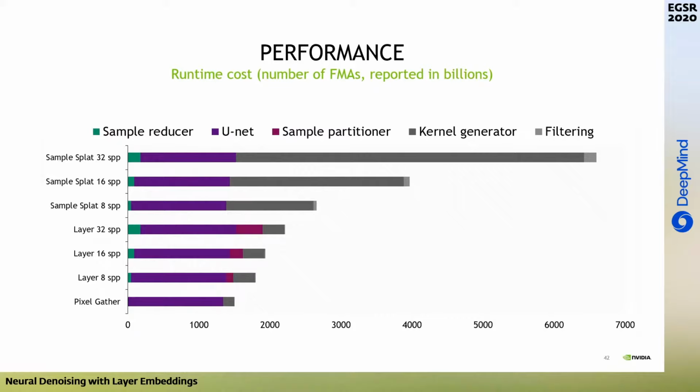In terms of runtime performance, here I show the cost in number of fused multiply-adds for a full HD frame, reported in billions. At the bottom, we see the pixel gather network, which has a fixed low cost. Our layered approach scales slightly with increased input sample count as we do some work per sample. In contrast, the sample splat network has to produce a kernel for each individual sample, so the cost scales linearly with increased input sample count.